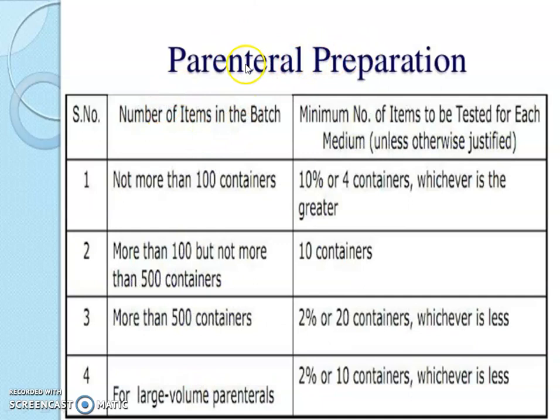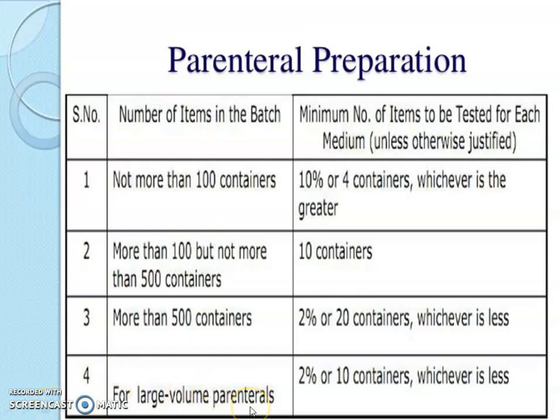Then some general methods for parenteral preparations: number of items in the batch and minimum number of items to be tested for each medium, unless otherwise justified. Not more than 100 containers: in that case 10% or 4 containers, whichever is the greater, should be tested. More than 100 but not more than 500 containers: in that case 10 containers should be tested. More than 500 containers: in that case 2% or 20 containers, whichever is the less, should be tested.